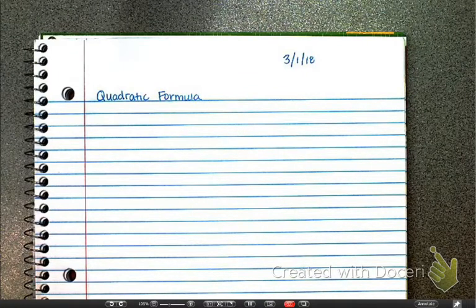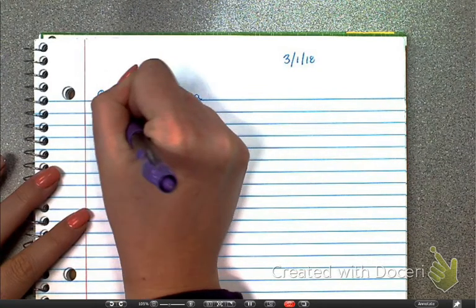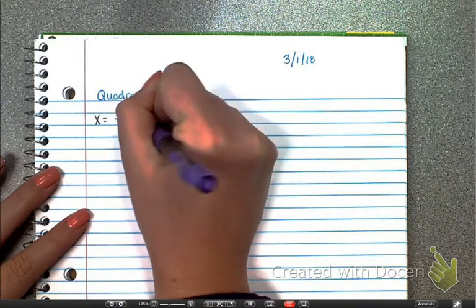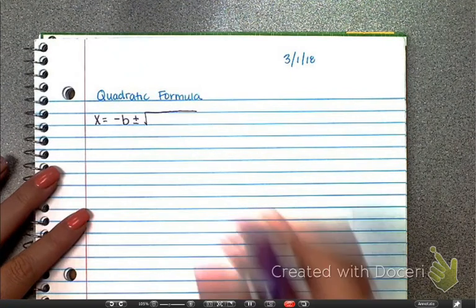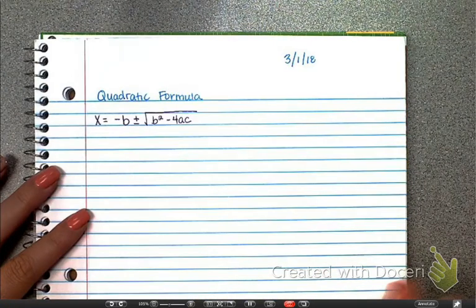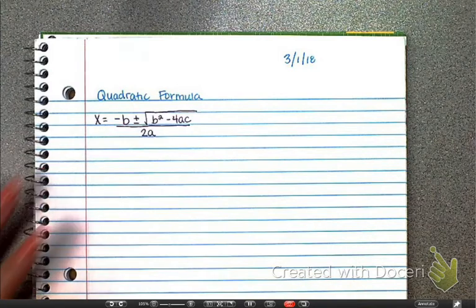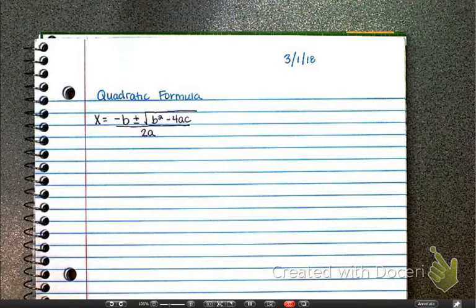Okay, so quadratic formula. We all know it now, right? Maybe. So x equals negative b plus or minus the square root of b squared minus 4 times a times c, all over 2a. Okay, so negative b plus or minus the square root of b squared minus 4ac all over 2a. What was that? I'm sorry? We're still finding solutions.